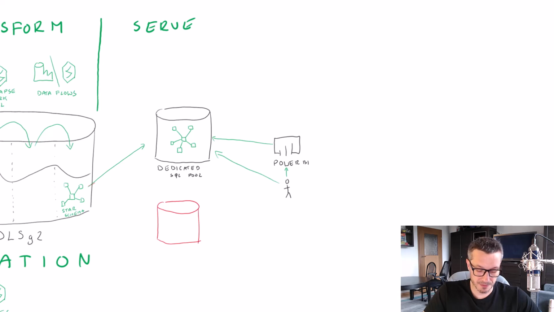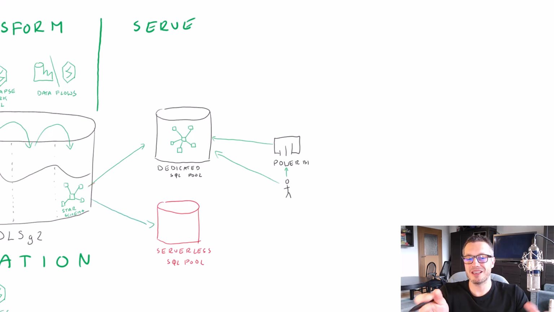So here, let me draw it. Here we would use a Serverless SQL Pool. And how would it work? Well, it will again connect to our data lake that stores data in Delta format, but we will not copy the data physically. No. And in a second, I will explain what it means. And we would just expose it to our data consumers.